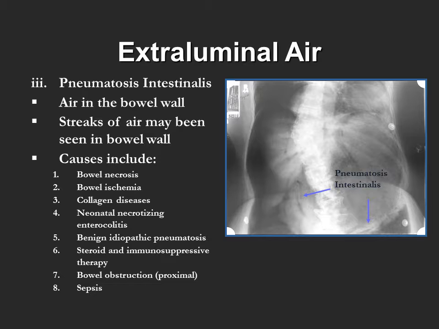The most common and most emergent life-threatening cause of intramural bowel gas is bowel necrosis due to bowel ischemia, infarction, necrotizing enterocolitis, volvulus, or sepsis. Other causes include steroid and immunosuppressive drugs, collagen diseases, and benign idiopathic pneumatosis. Note the linear black streaky appearance in the bowel wall in the plain film shown, indicative of pneumatosis intestinalis.